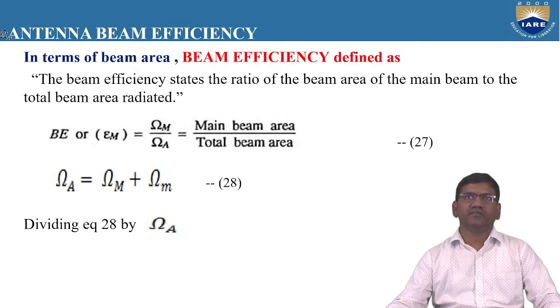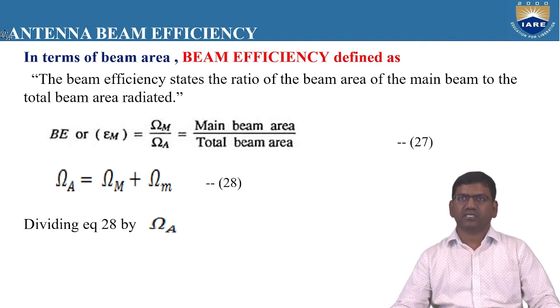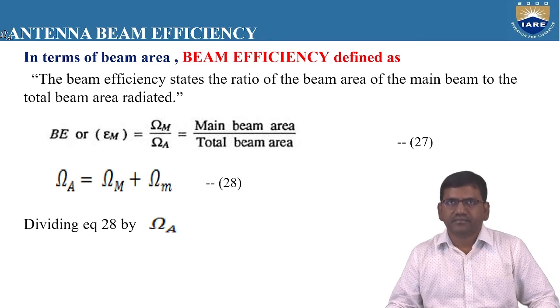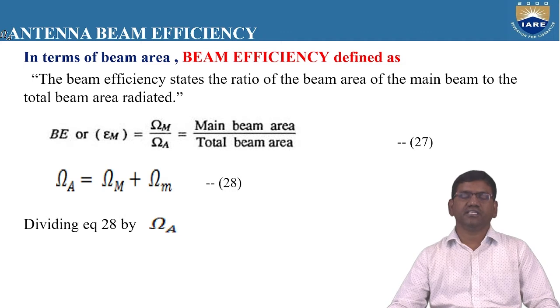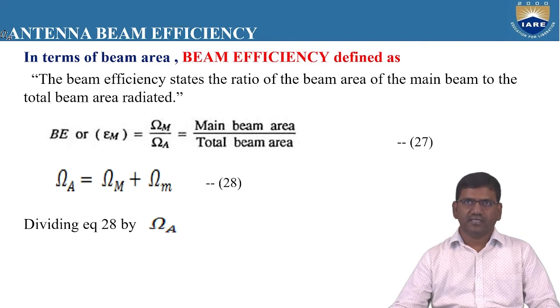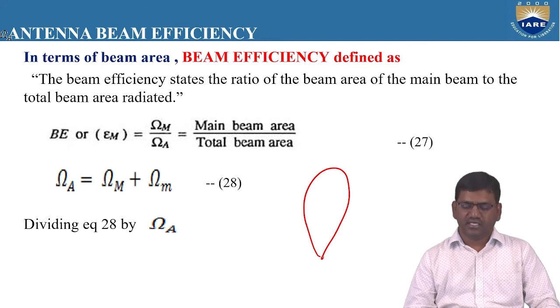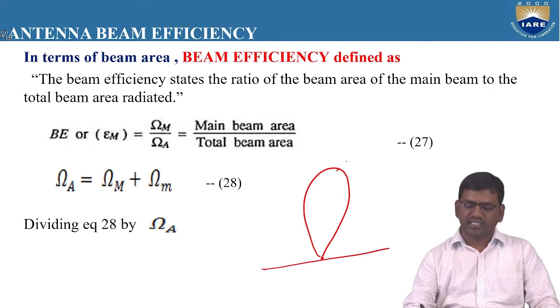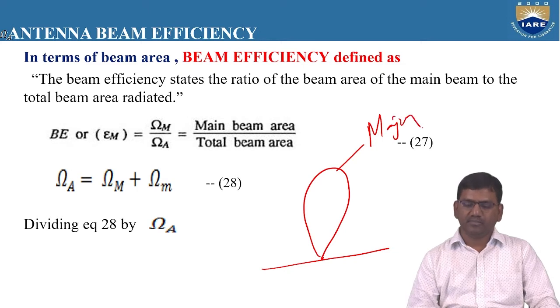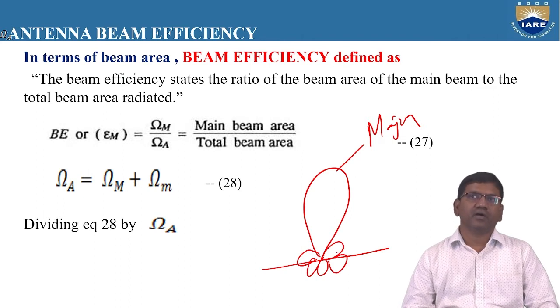Here the beam efficiency is related to the concept of beam area. It is defined as the ratio of main beam area to the total beam area. So the beam efficiency states the ratio of the beam area of the main beam to the total beam area radiated. If this is the radiation pattern, let us see on the display, this indicates the major lobe, and these are known as the minor lobes or side lobes.